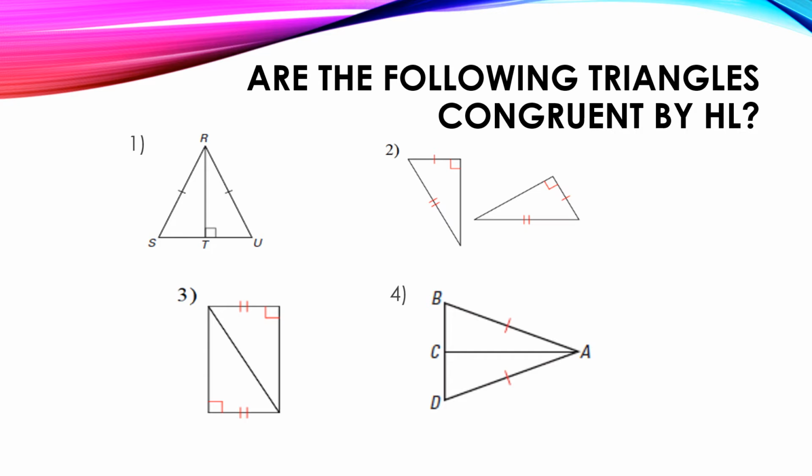Looking at the following triangles, are they congruent by HL? Looking at number 1, we have the hypotenuses are congruent and we have 90-degree angles.